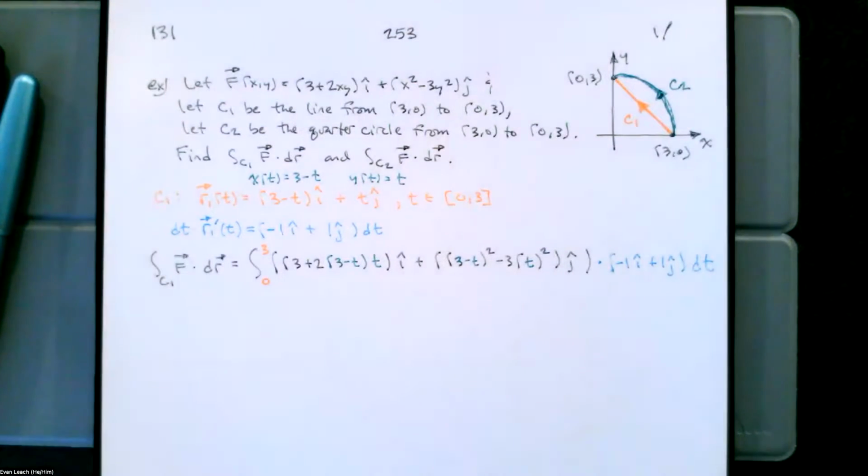We evaluate the vector field at every point on the curve, and we find the dot product with the direction of the vector field.